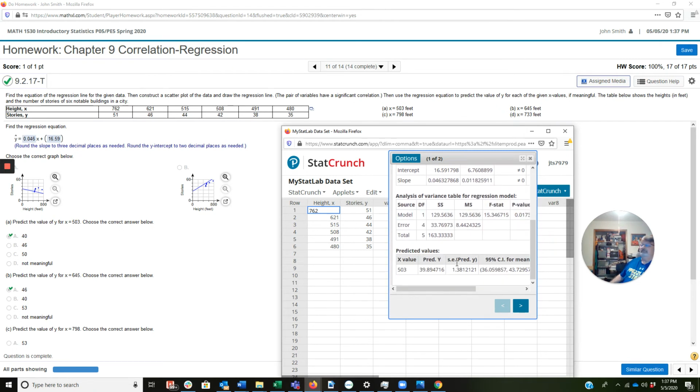Now, let's look down here then. Now I know that I can use this. Well, when x is 503, y is 39.89, which rounds to 40. And there's the answer for A right there.